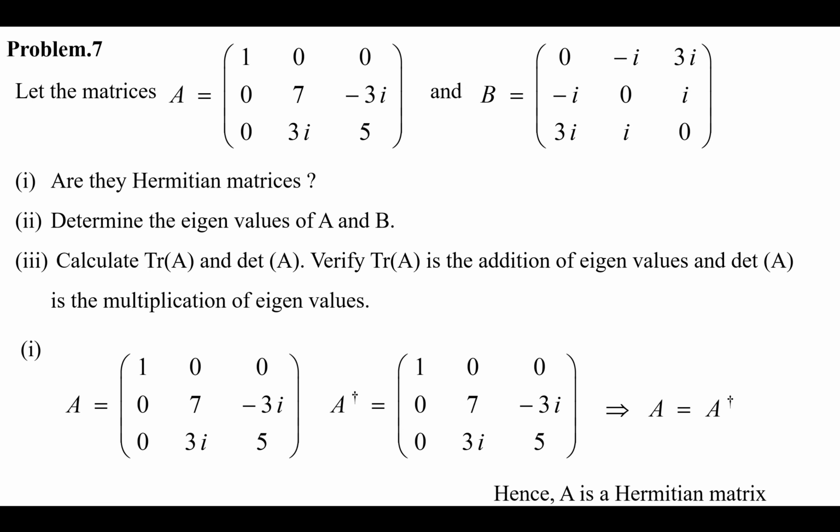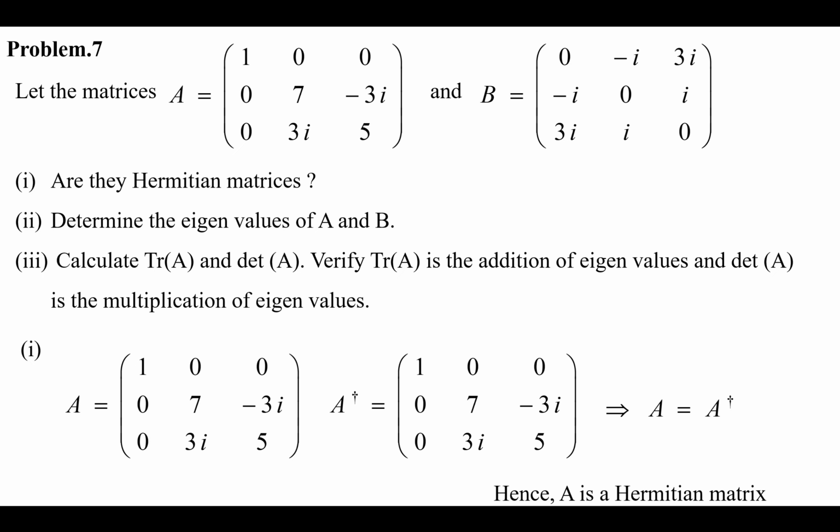Now we will go for problem number 7. Let the matrix A be given row-wise as 1 0 0, 0 7 minus 3i, 0 3i 5, and the B matrix is given as 0 minus i 3i, minus i 0 i, 3i i 0. Are they Hermitian matrices? First we are going to find out whether these matrices are Hermitian or not. Then second, determine the eigenvalues of A and B. So we are going to find the eigenvalues of the A matrix and the B matrix. And we are going to calculate the trace of A and the determinant of A, and verify that the trace of A is the addition of the eigenvalues.